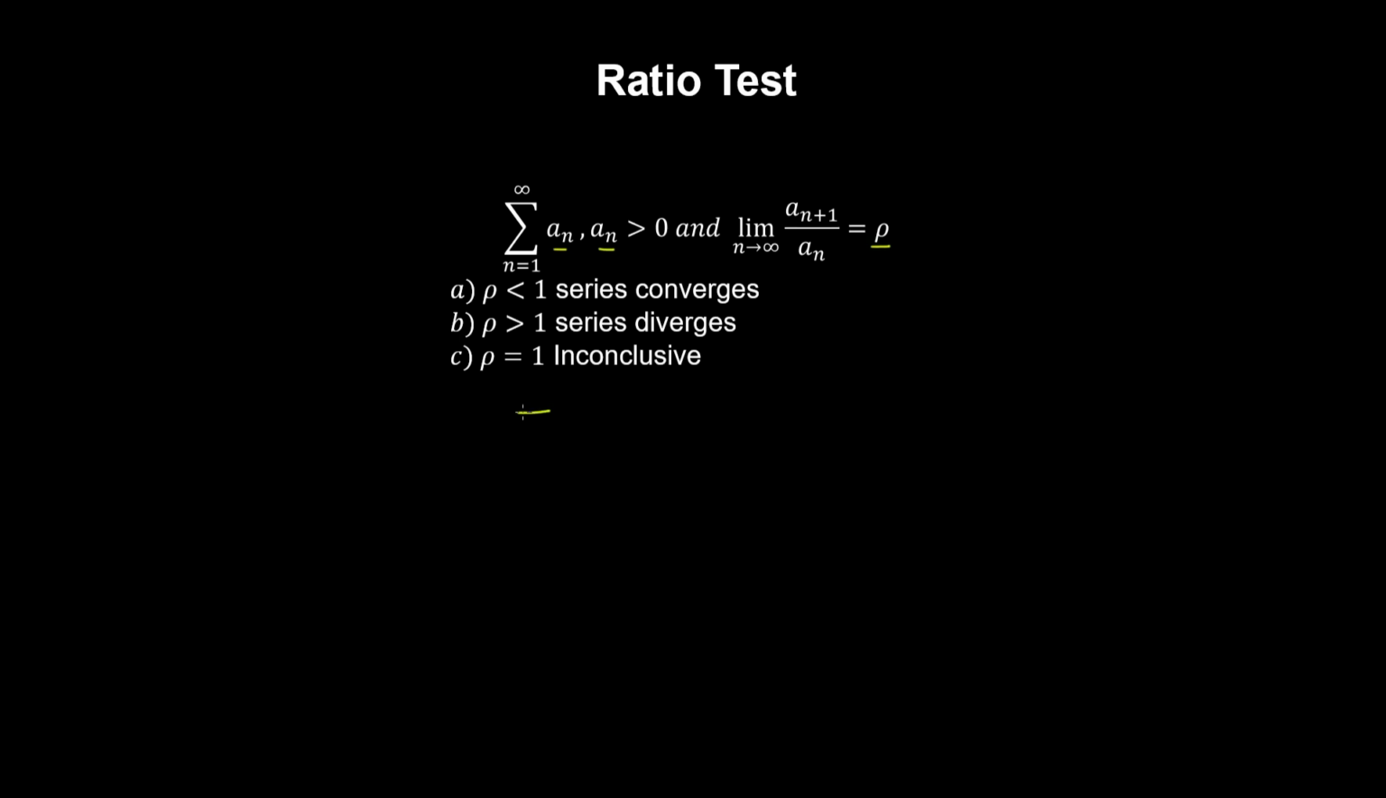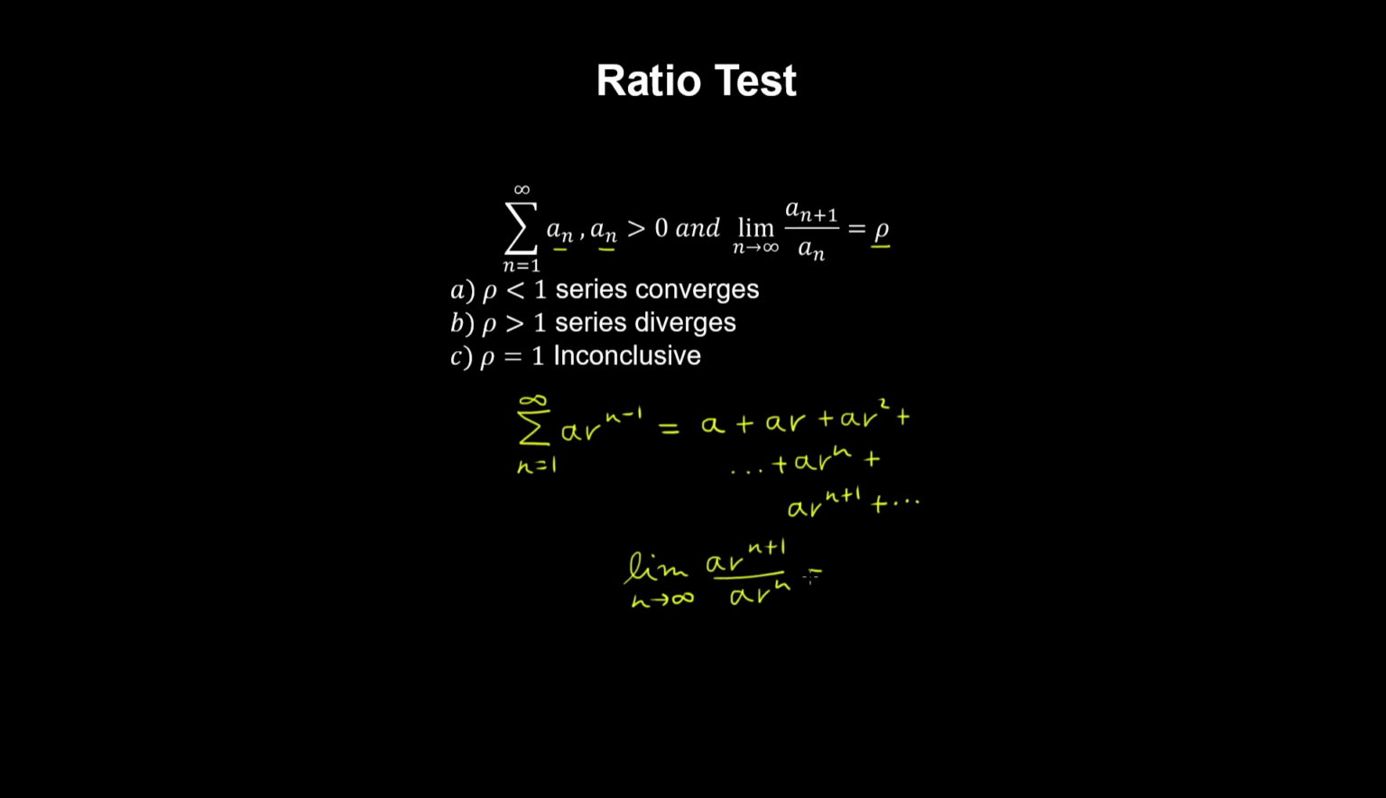So remember the geometric series, which you can write as follows after expanding a few terms. Then you can see that the ratio test verifies that the ratio of the geometric series is constant. And therefore, if this ratio is less than 1, the series converges, which is consistent with the convergence conditions that we derived for the geometric series.